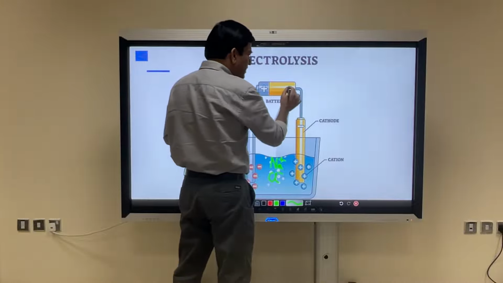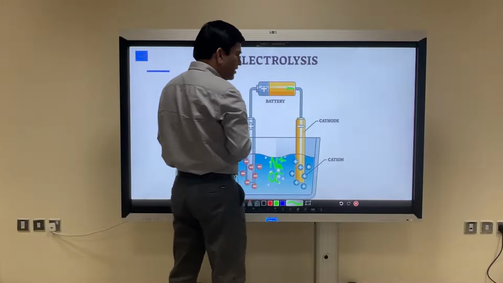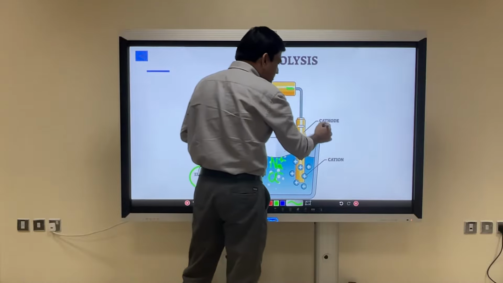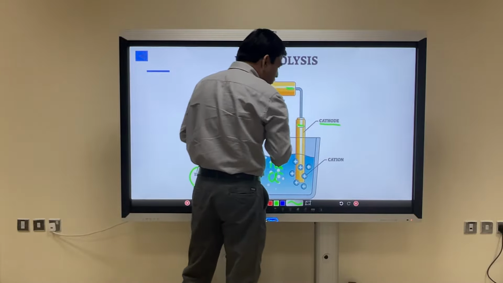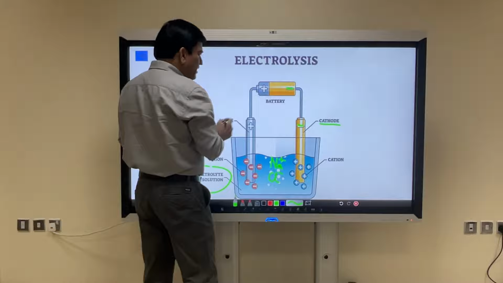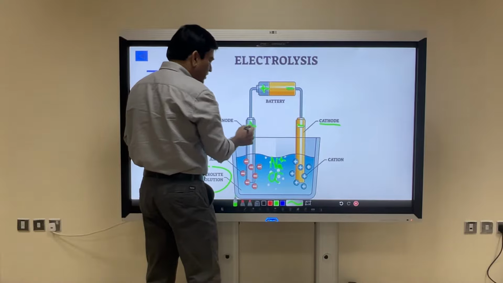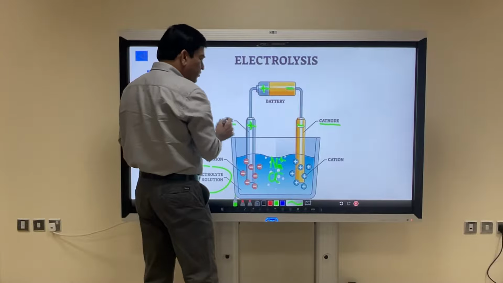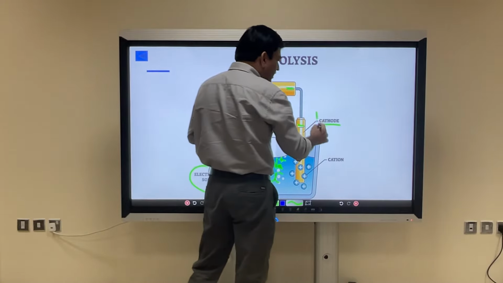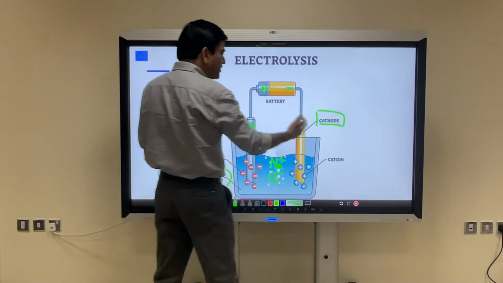One of them is connected to the negative end of the battery, and this is known as the cathode. That is the negative charge over here. One of them is connected to the positive end of the battery, and you have a positive charge over here. The positive electrode is known as the anode, and the negative electrode is known as the cathode. So you have cathode and anode.